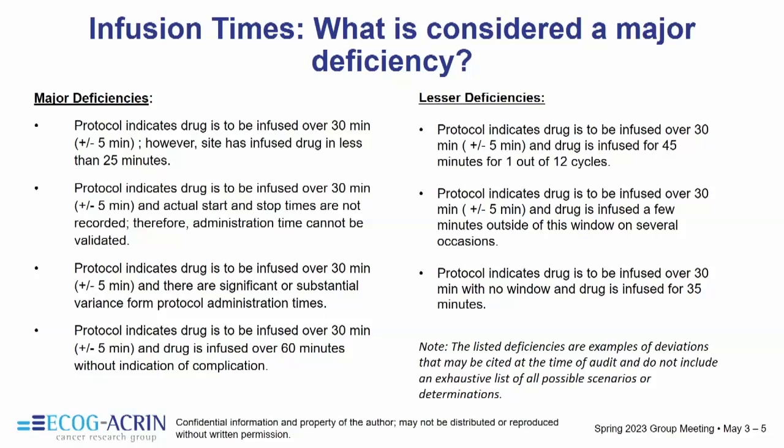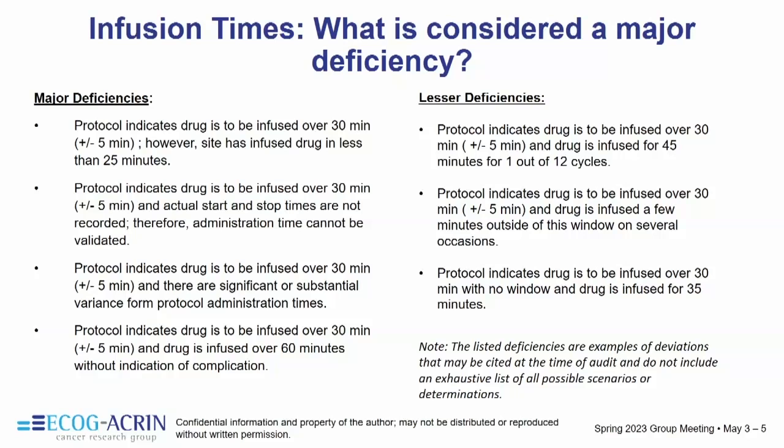If drug is supposed to be infused over a specific time and you're not recording start and stop times, we have no way of verifying that the administration time fell within that, so that would be a major. Also, if you're doing significant variances from the required time, so it's required 30 minutes plus or minus 5, and you're infusing it over 60, that would be a major, because we're not sure if perhaps the drug was ordered incorrectly at 60 or you weren't following the 30-minute ordering.